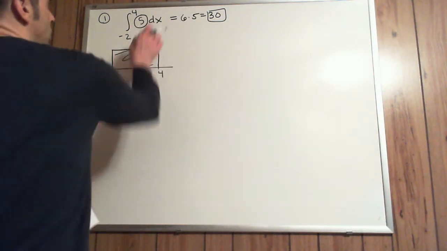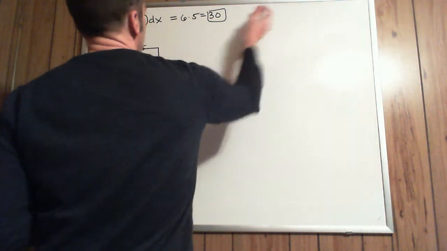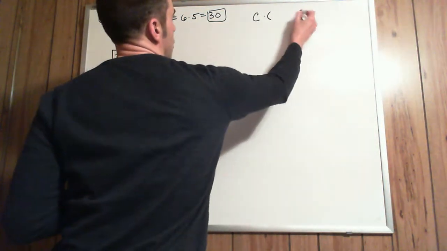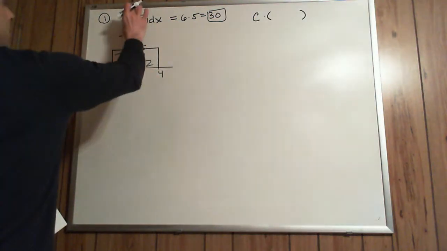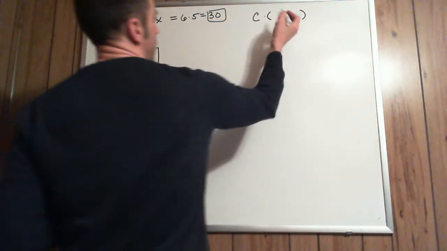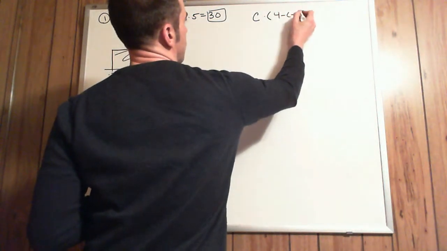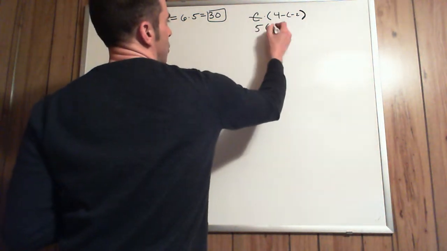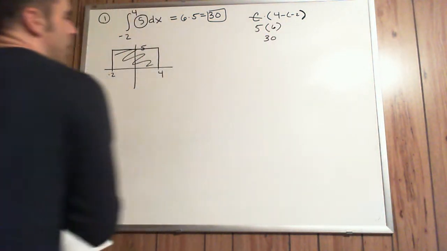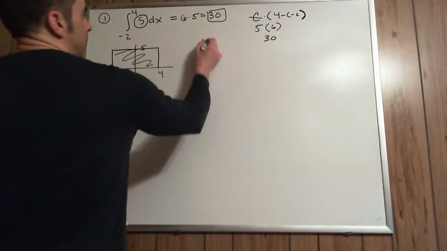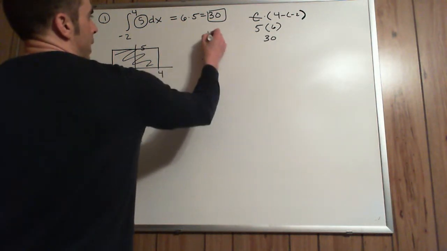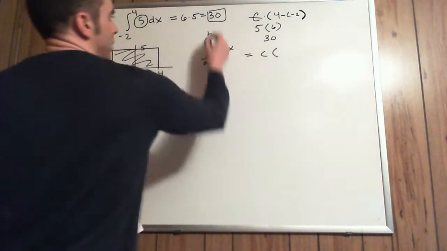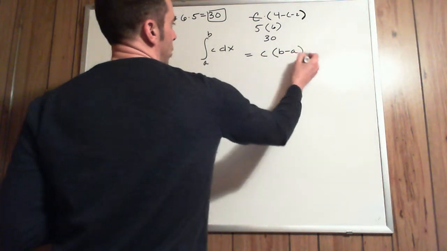There is a shortcut also for getting this. Since your height would always be the constant, call that c, the width would be the difference in these two. So that would be 4 minus a -2. And the constant here is 5, and 4 minus a -2 is positive 6, or 30. So in general, the definite integral of a constant from a to b is just equal to the constant times the upper limit minus the lower limit.